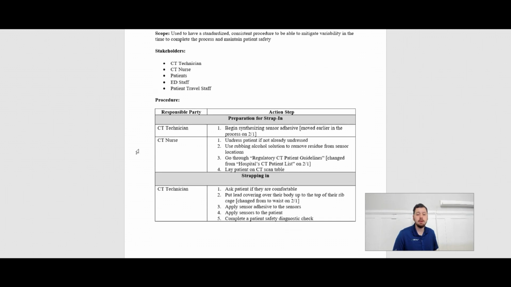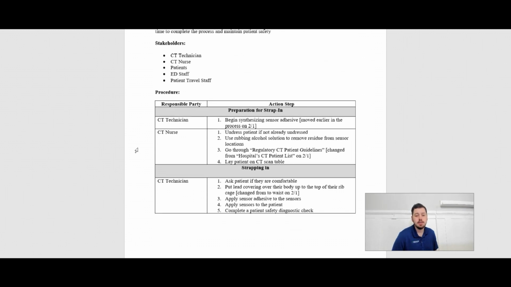And then as we come down here, we get into the actual procedure part, the fun part. So what we're looking at here on the left-hand column is the responsible parties, just to document who's doing what, and then the action steps.